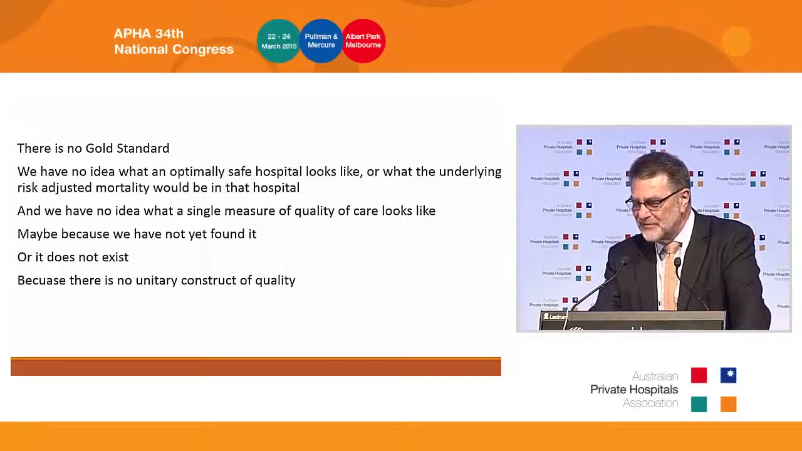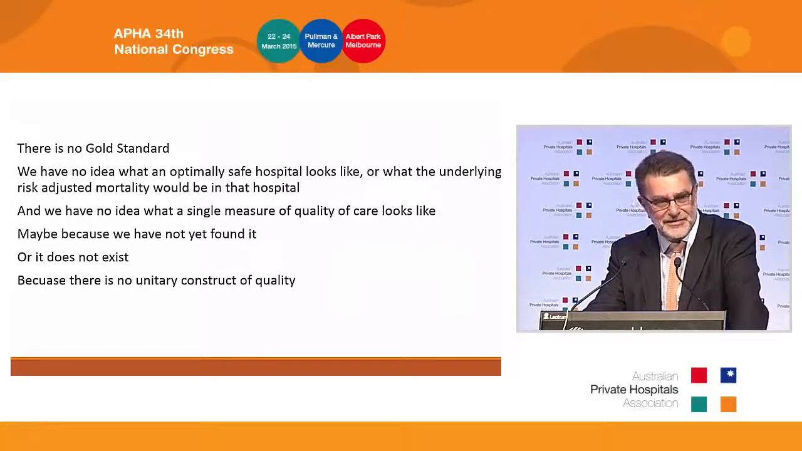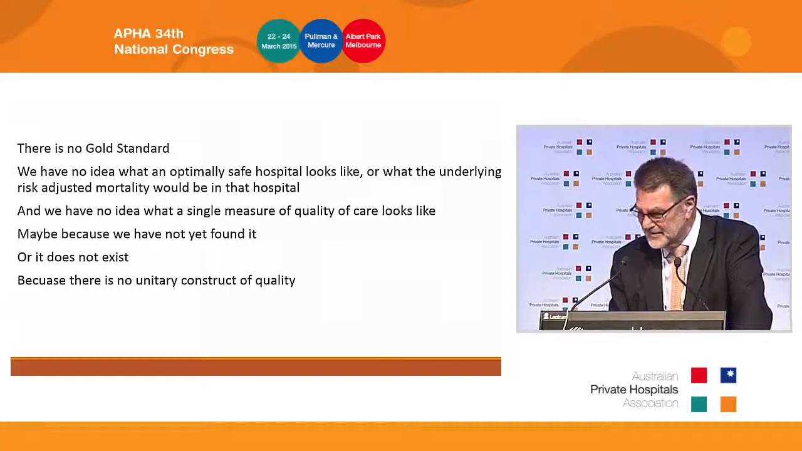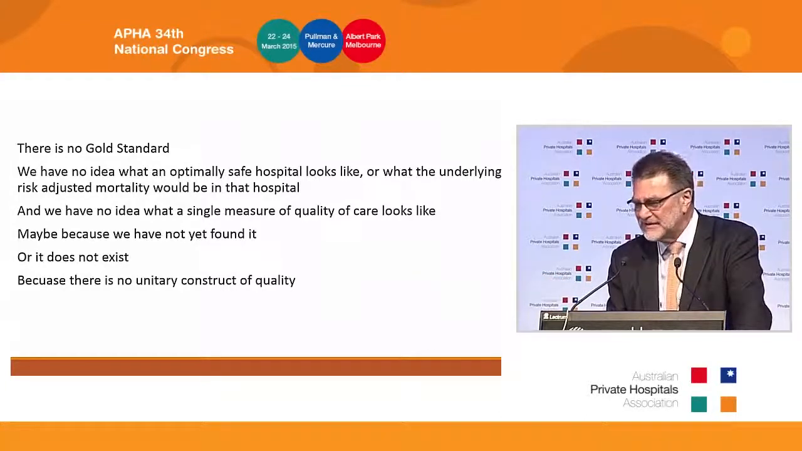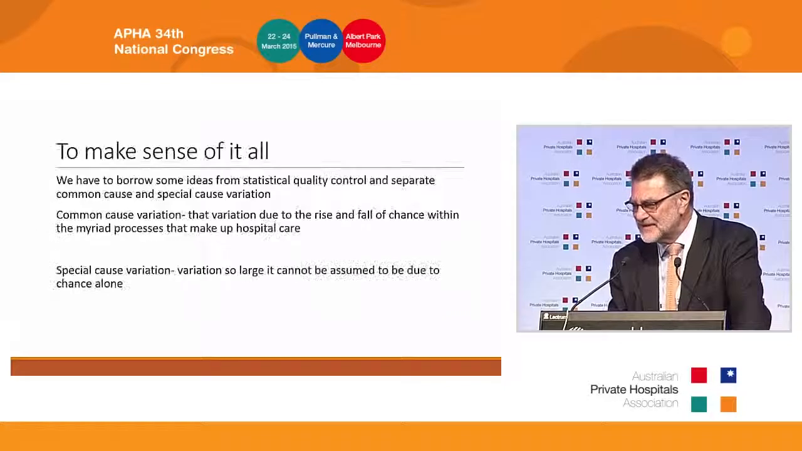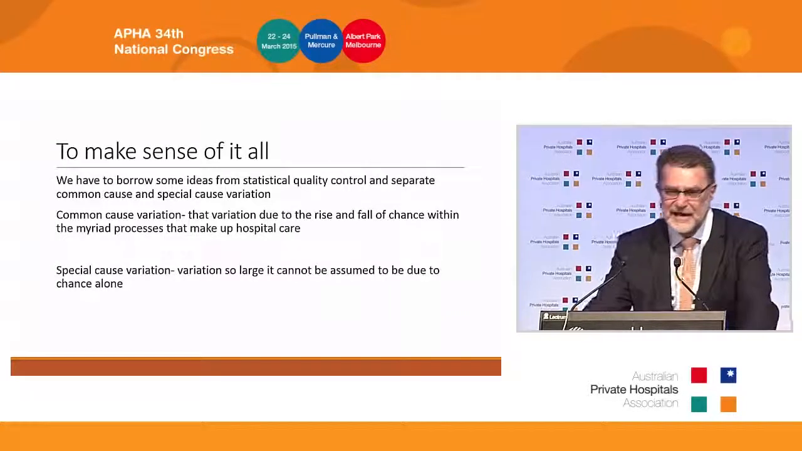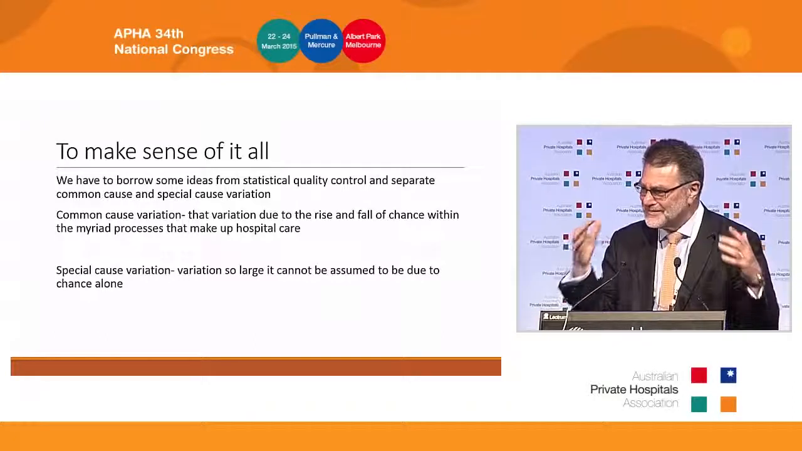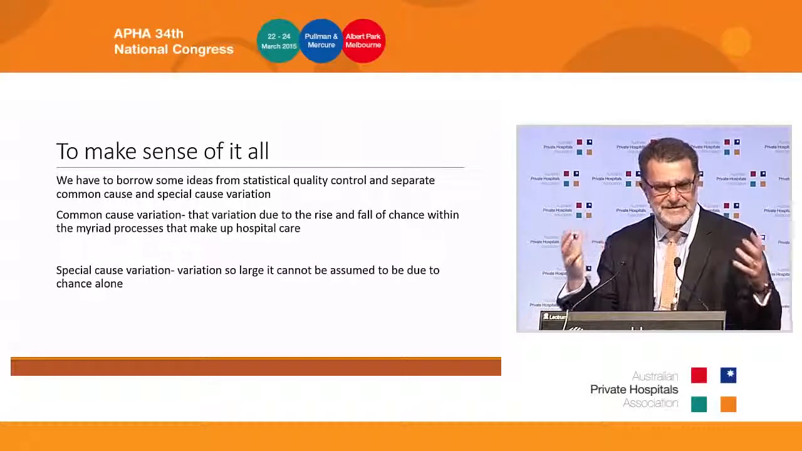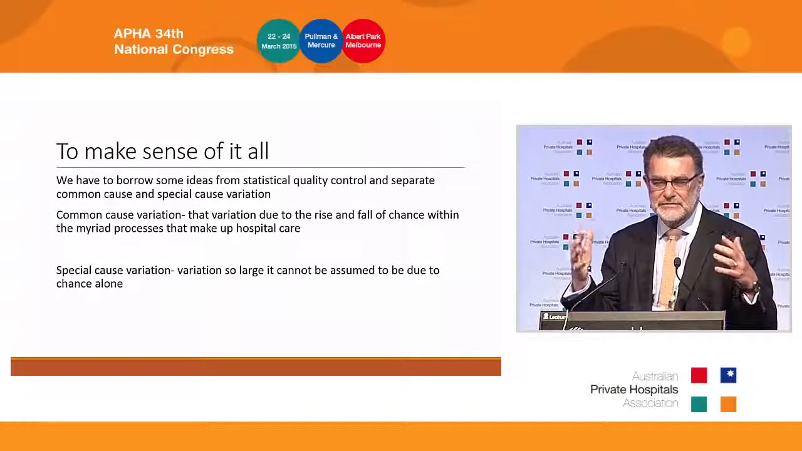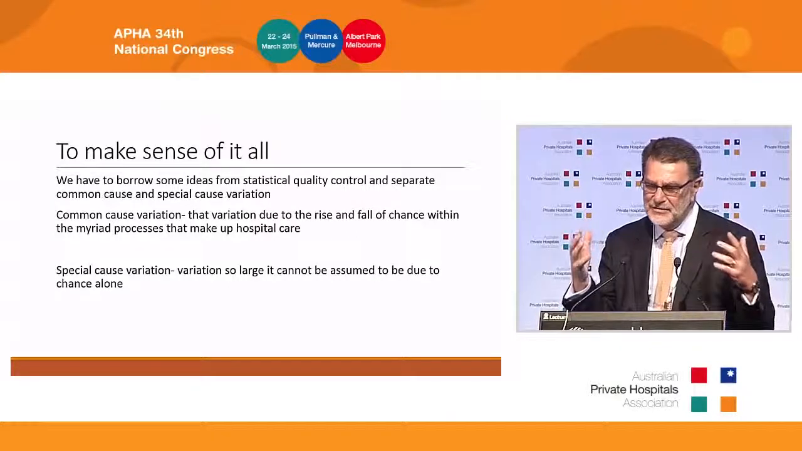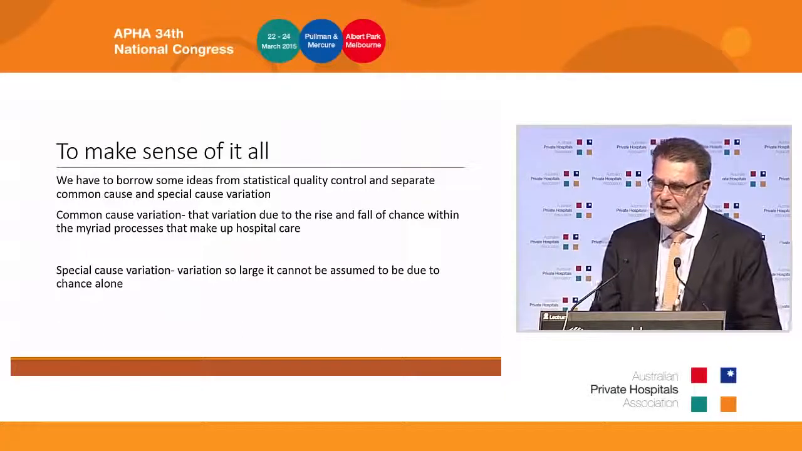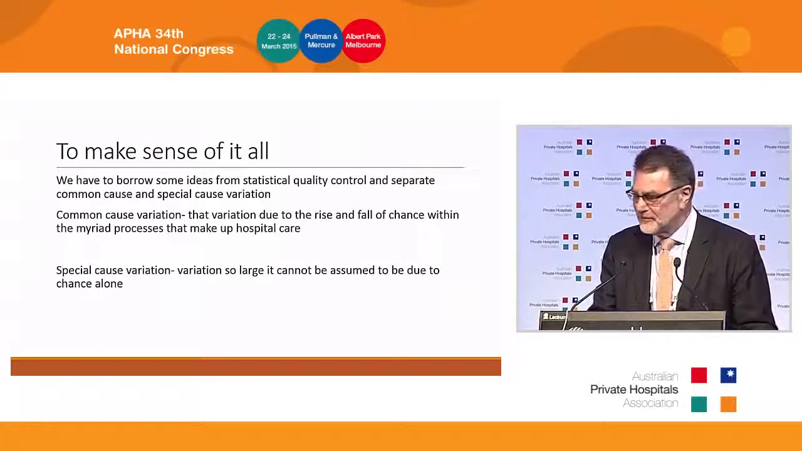As previously said, we have no single measure of the quality of care, maybe because we haven't found it or it doesn't exist, or there is no unitary construct of quality, which I think is actually the case. So we need to take these limitations into account. So how do we make sense of it all? Because we're looking at advanced maths, we're looking at uncertainty. How do we make sense of all this? What do we do? What is it that we can use? What are the limits of what we can know as biostatisticians that we can tell people?